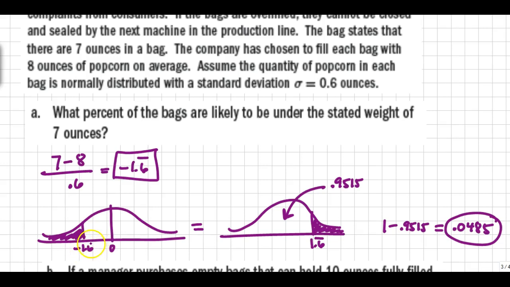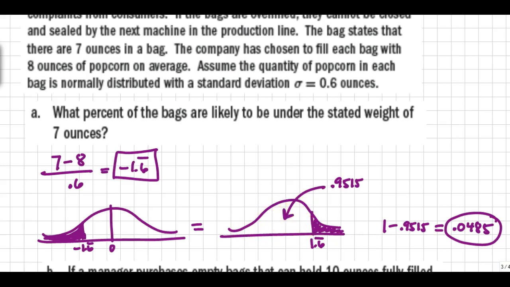Negative 1.6 repeating is going to be to the left of the 0, and we're looking for everything under that, so everything below that number. So that's why I shaded in the small tail here to the left. Now, using the table, we're not going to be able to look that up because the table doesn't have anything below 0. So what we're going to do is look up positive 1.6 repeating in the table, and that's going to give us the big area here.